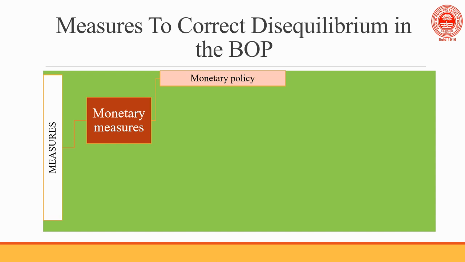Another monetary measure could be through fiscal policy. Now, fiscal policy is the government's policy on income and expenditure. Government expenditure includes any kind of development or non-development expenditure, and depending upon the situation, the government expenditure may be increased or it may be decreased.